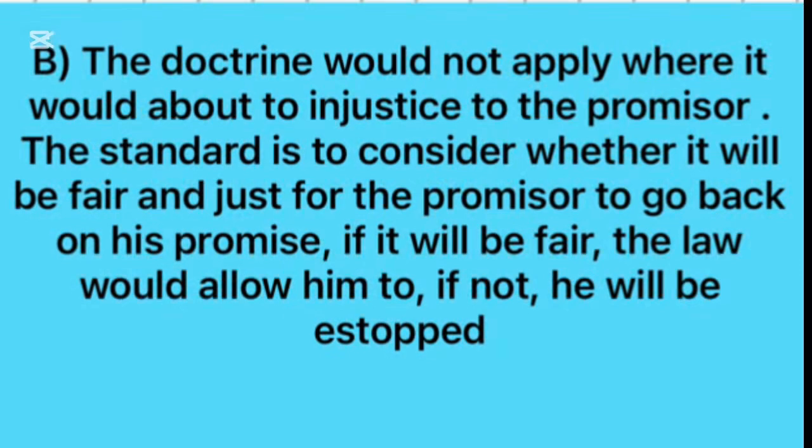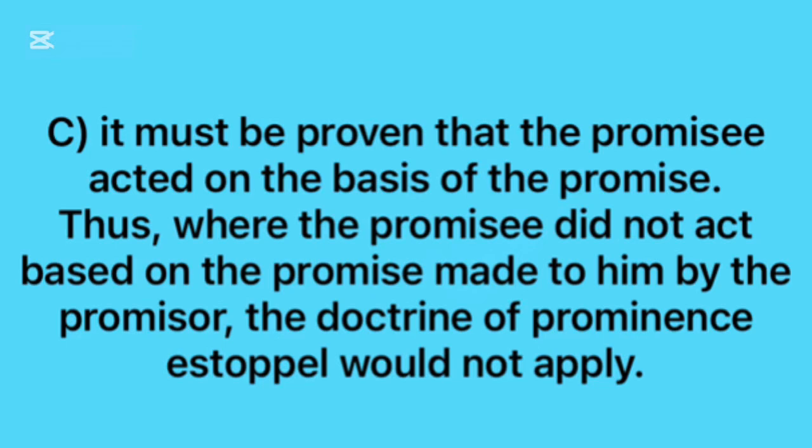B. The doctrine would only apply where it would amount to injustice to the promisor. The standard is to consider whether it would be fair and just for the promisor to go back on his promise. If it will be fair, the law would allow him to do so. If not, the law will stop him from going back on his promise. C. It must be proven that the promisee acted on the basis of the promise. Thus, where the promisee did not act on the promise made to him by the promisor, the doctrine of promissory estoppel would not apply.